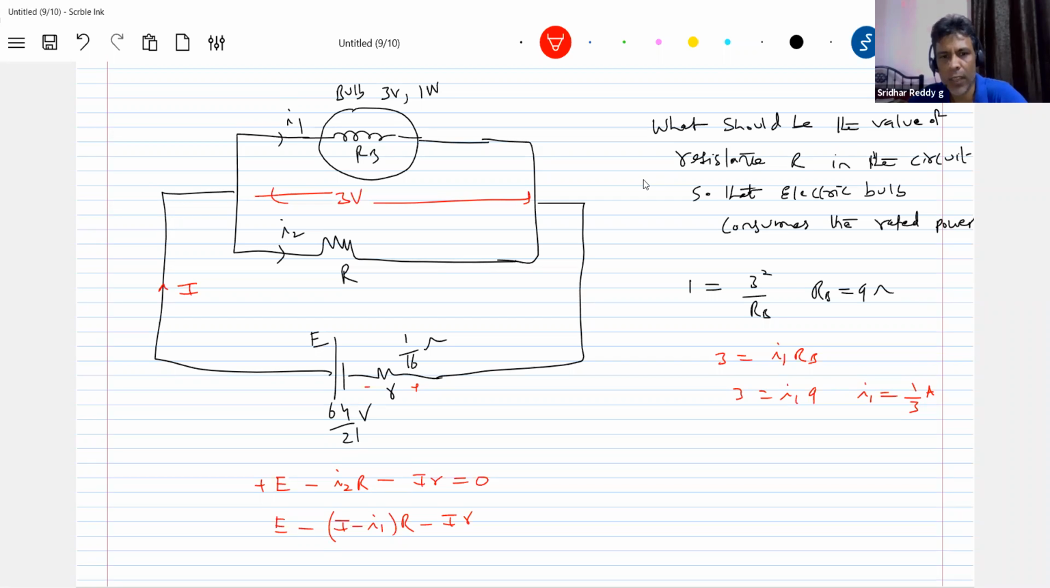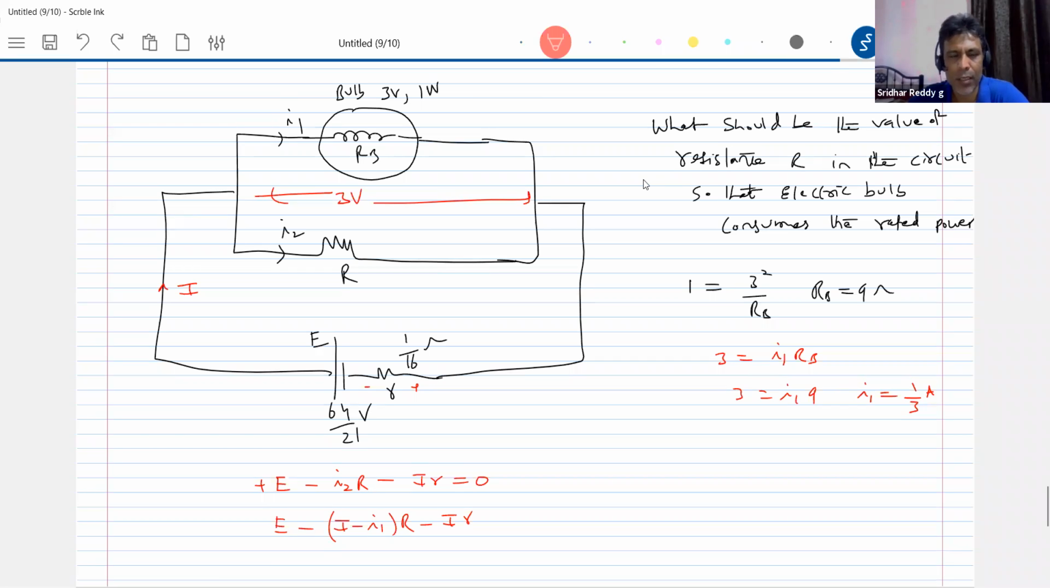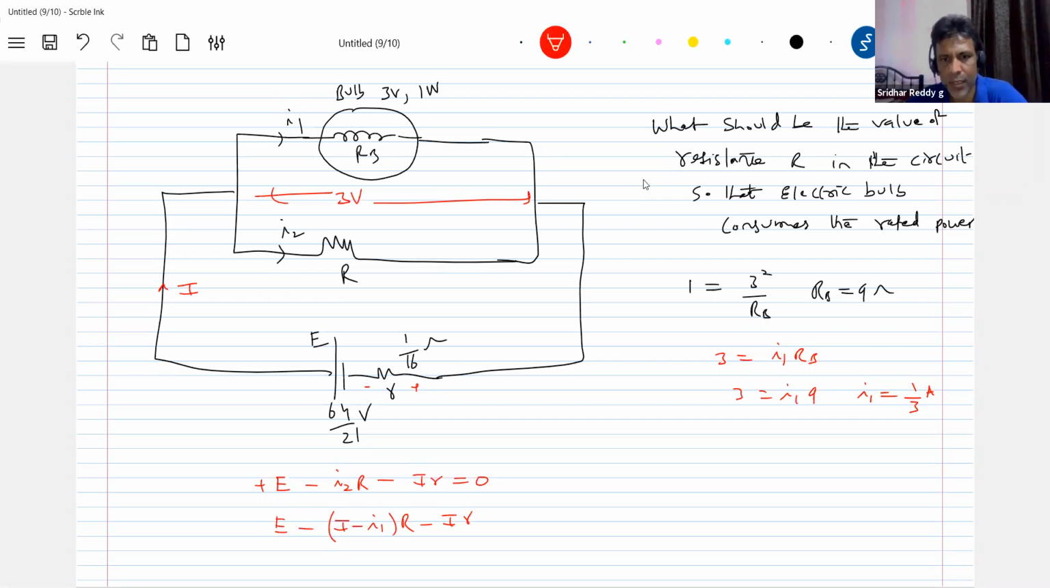Do we know the value of I1? Yes, we know E, we know small r, we don't know I and capital R. These are the known things. So let me write one more loop equation: plus E minus I1 into RB minus I into R equal to 0.